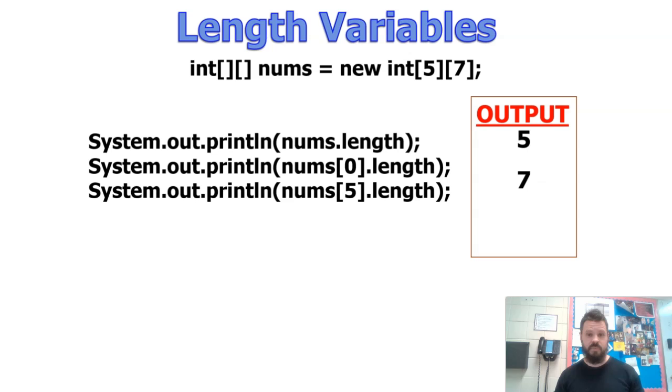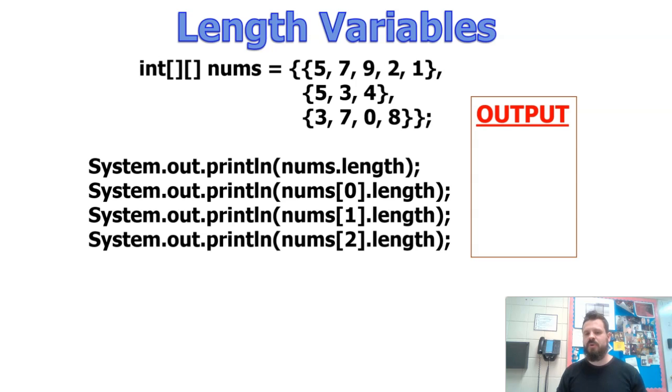That'll give me the 7, the number of columns, or in other words, the number of elements in each individual one-dimensional array. Now with this one, since it is a rectangular matrix that we created using the new 2D array constructor, when I call nums[4].length, we'll get the same 7, because each of these rows is going to have the same number of columns.